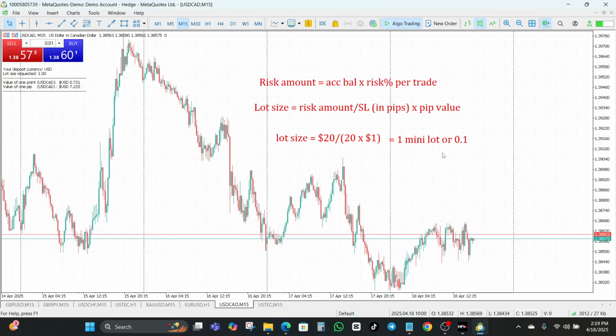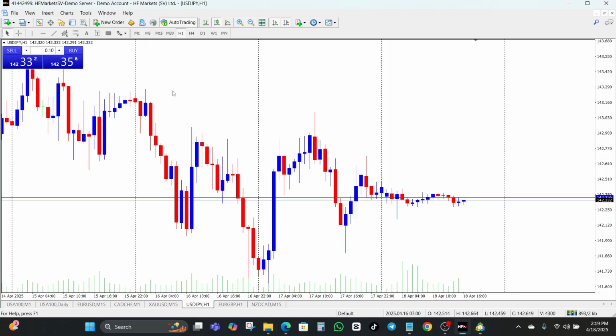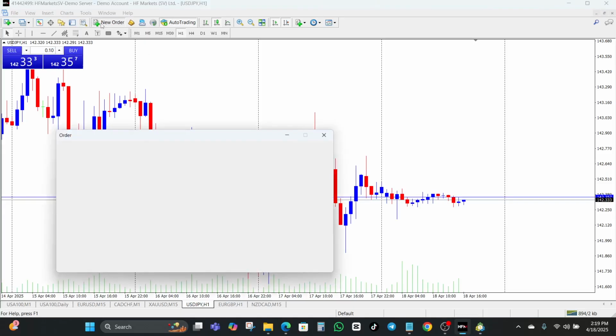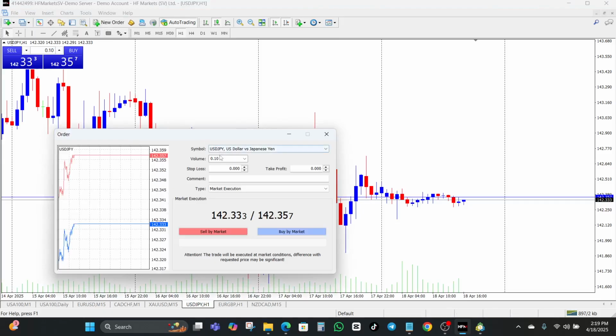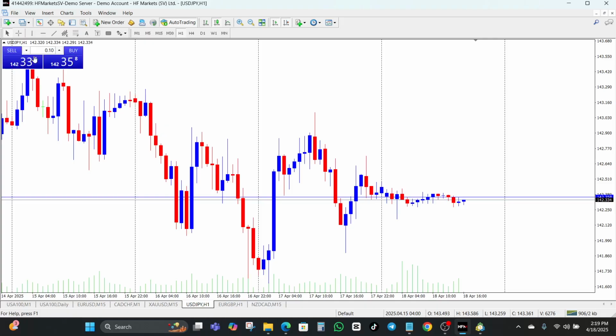Now let us look at how to change the lot size in MT4 and MT5. Basically, they're similar. In MT4, once you open your new order window, you look for the volume field. This is the volume field here. You enter your lot size manually. For example, 0.01, 0.1, whatever, whether it's a mini lot, micro lot, or standard lot. Then you place your trade as usual. Or if you are using the one-click trading option, you can just set your stop loss here and click the buy button or the sell button immediately.